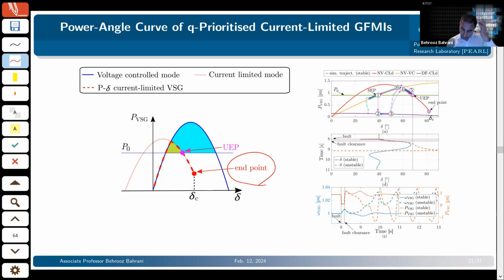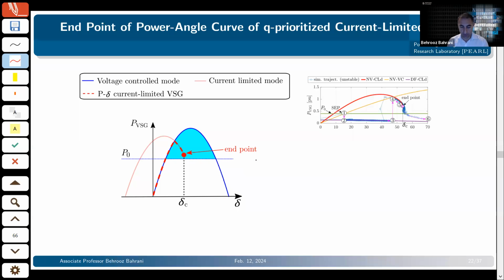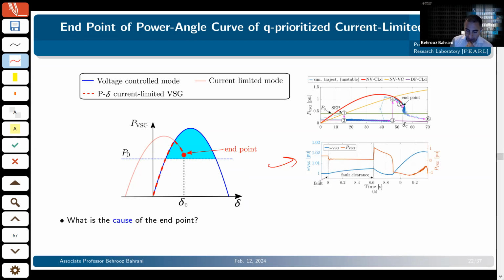In this particular case that I'm showing here, that endpoint is here, which is already in the negative feedback region, and you're already unstable, so you don't care about it. But what if there's a scenario in which this endpoint is before I reach this point here, which was my UEP? If I reach that endpoint before reaching that UEP, again, my system will become unstable. What is that? Look at this scenario. I'll talk about that endpoint, what it is, but in this scenario we again have a grid forming inverter, and this is probably again easier to see here.